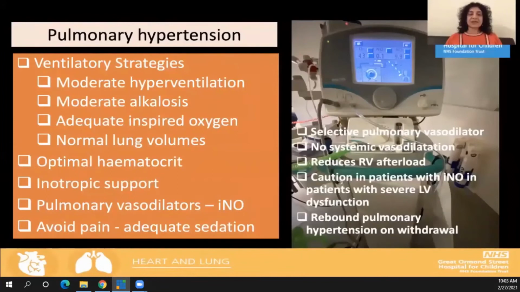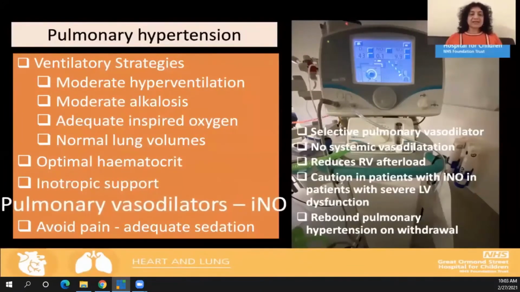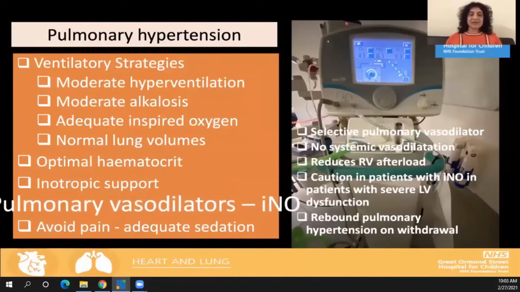Maintain an optimal hematocrit. Inotropes are required for right ventricular support, and use pulmonary vasodilators such as inhaled nitric oxide. Inhaled nitric oxide is a selective pulmonary vasodilator. There is no associated systemic vasodilatation, and it reduces the right ventricular afterload. However, it has to be used with caution in patients with severe LV dysfunction.